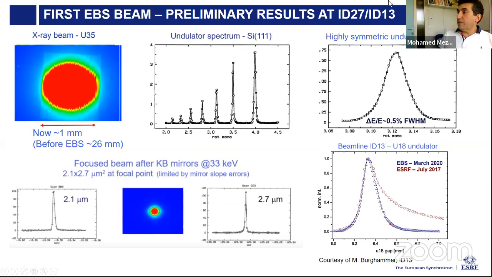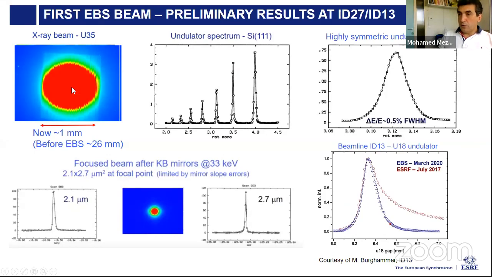Okay, and this is on the side of the machine, but now we have also collected some results on the experimental side. What you see here is a direct image of the source through KB mirrors at 33 keV. And as you can see, it is a very nicely round-shaped beam that is very close to the theoretical values, which is in this case 2.1 by 2.7 micron, and is only limited by the mirror stoppers. When we install the new mirrors, we will get a compression of a factor 10 of these values. So that's really, really promising.